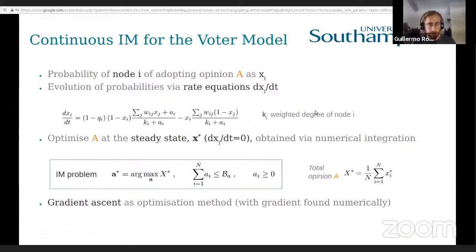And then we look at the influence maximization problem, which is how to specify this A, which are the links from the external controller, subject to the budget. So all link weights must be less than or equal to a scalar, which is B_A here. And the weights must be positive. And we use gradient ascent for finding this optimum strategy.